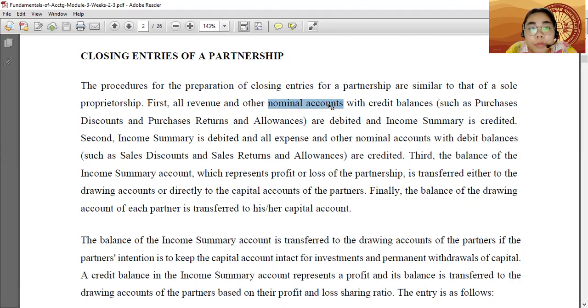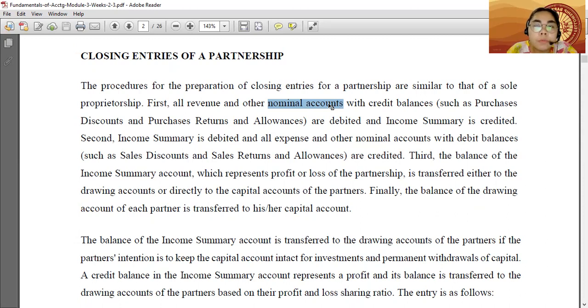Credit balances are those accounts that have a normal balance of credit. These are purchases discounts, and purchases returns and allowances, which are debited since they have a normal balance of credit. When we close them to make them zero at the end of the accounting period, we debit them and credit income summary, so they are closed against the income summary account. And second, income summary is debited. The entry is the reverse when we close those nominal accounts with a normal balance of debit.